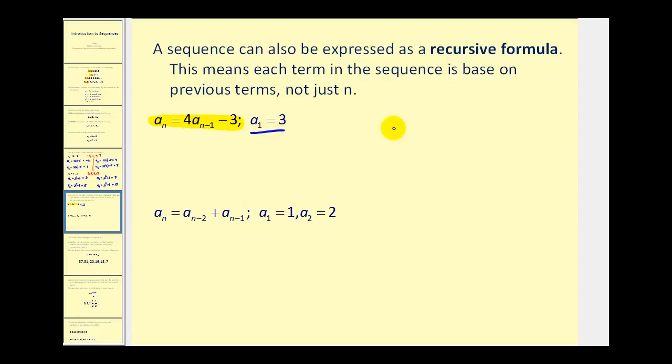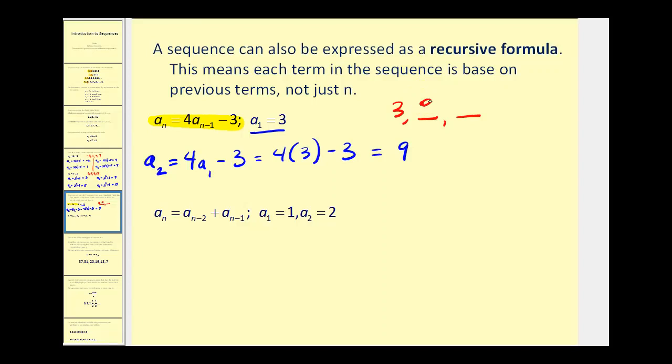Let's go ahead and find the next two terms. So the first term is equal to 3. So if we want to find a sub 2, we know n is equal to 2. So we're going to have 4 times a sub, well, 2 minus 1 would be 1. So we have a sub 1 minus 3. We know the value of a sub 1. It was given to us as 3. So we have 4 times 3 minus 3. So we have 12 minus 3, which is equal to 9. The second term is equal to 9.